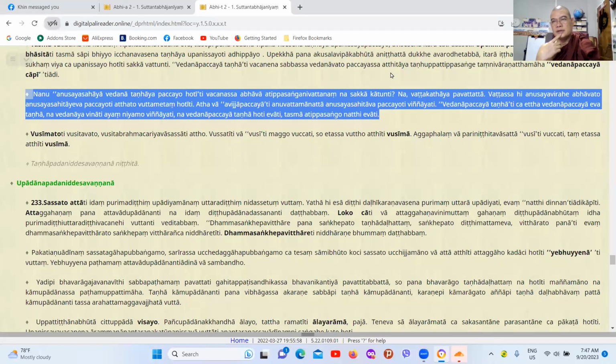So, should not be done. Yes, you made the question here. Nasakka vattum, should not be done. So, na nasakka vattum. Nasakka vattum na, that should be done. Rejection should be done.